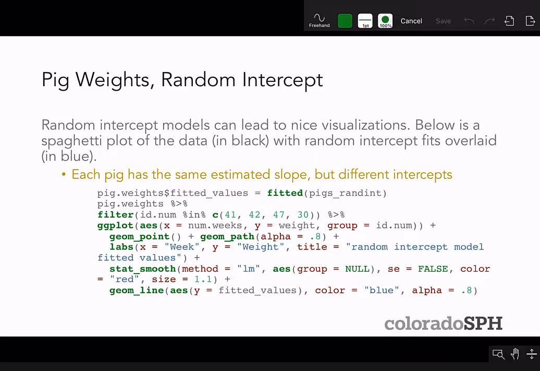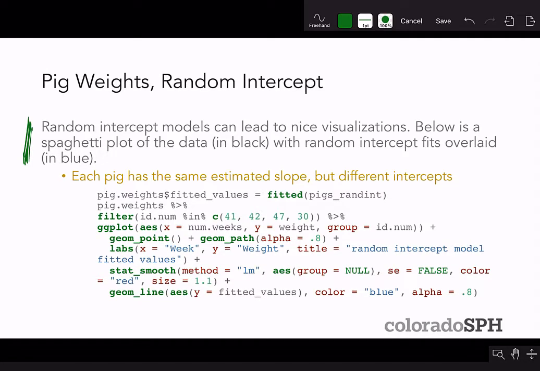So it can be helpful to visualize the fitted values for these models just to understand what the fits actually look like and how well they're capturing the variability in your data. So what I'm making here with this fancy ggplot is a spaghetti plot with the fits from that model overlaid. In this case, every pig has the same estimated slope on time, but different intercepts. So we have it because this is a random intercept model. And I don't know if you remember from last lecture, but if you have a population mean here, say that's the population mean, you have time and maybe weight as your covariate.